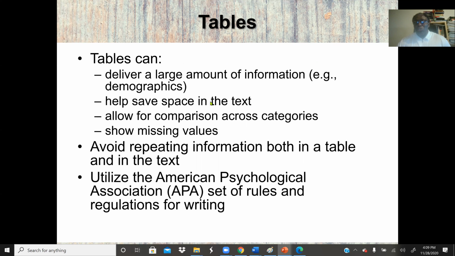Most important, tables help us avoid repeating the same information. When we have the result in a tabular form, we shouldn't also have it in a text form, because that is repeating the same information. In our institution, we always use the APA format, so utilize the APA set of rules and regulations for writing.